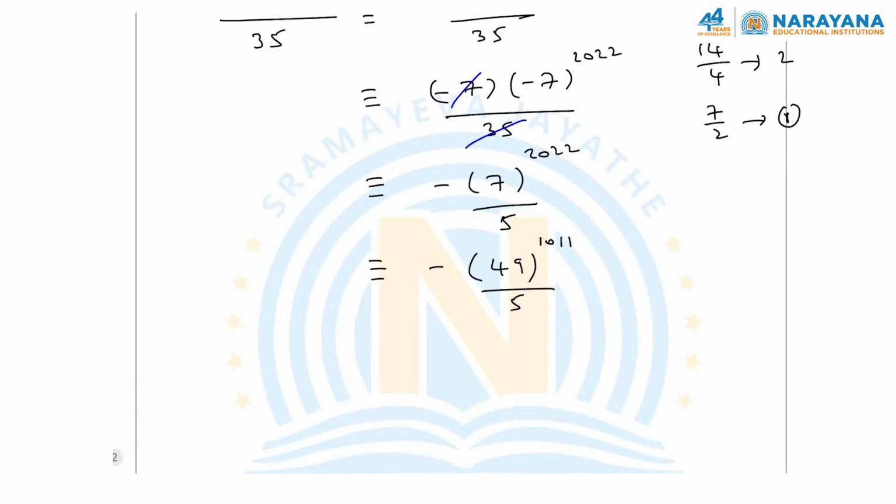Now when I divide this 49 with 5, the remainder will be minus 1. The actual positive remainder will be 4, but the negative remainder I can take as minus 1. So minus of minus 1 whole power 1001 divided by 5. So when we divide with 5, the remainder we are getting is 1.